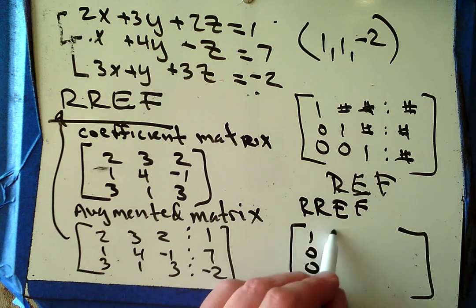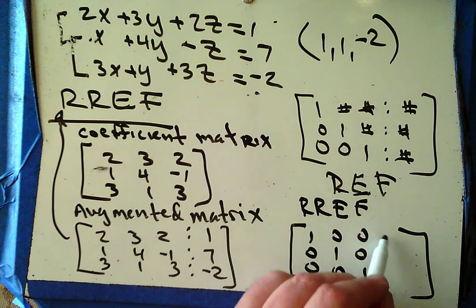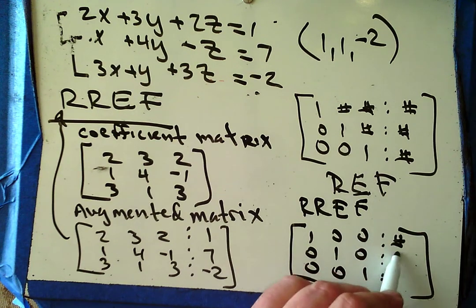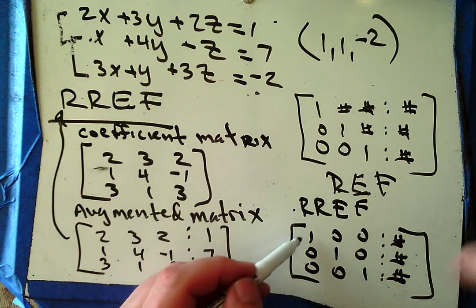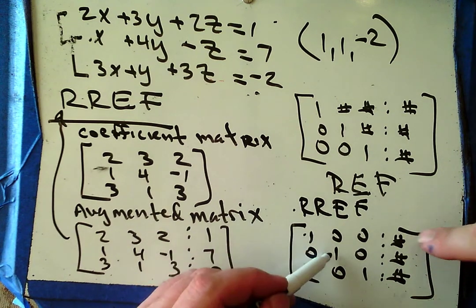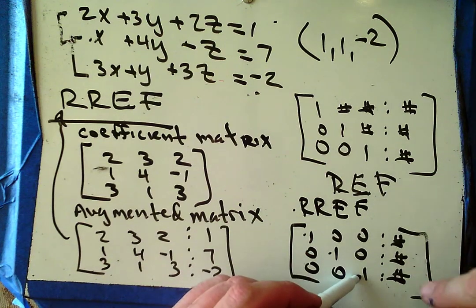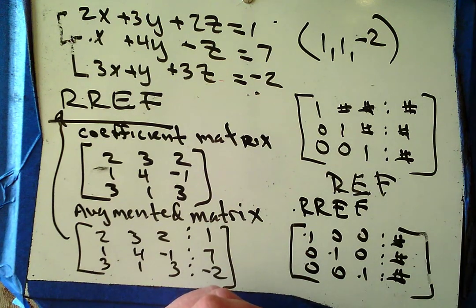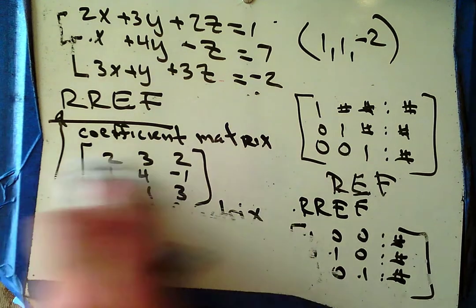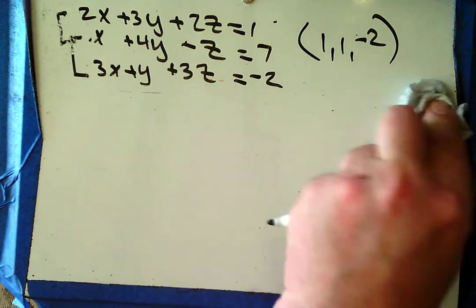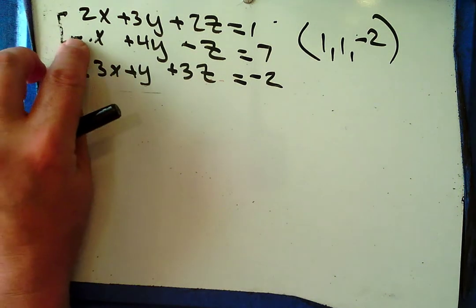1, 0, 0, 0, 1, 0, 0, 0, 1, number, number, number. And the reason I want reduced row echelon form is because I'll know that x equals this number, y equals this number, and z equals this number. And I can just read those numbers off of reduced row echelon form. I'll show you how to go from this augmented matrix to its reduced row echelon form by hand in a minute, but first let's do it on the calculator because that's what most of you are concerned about.